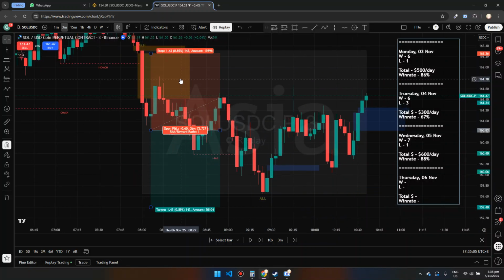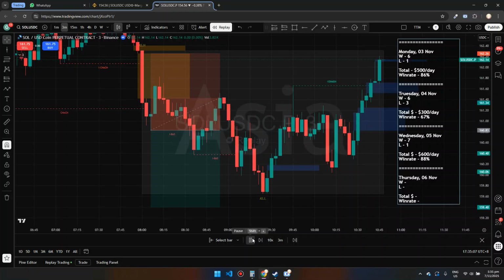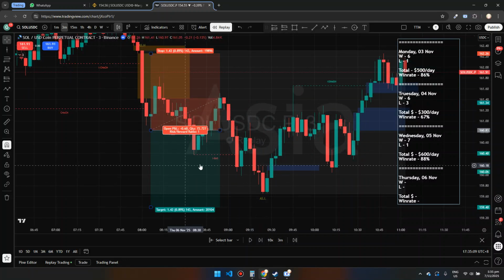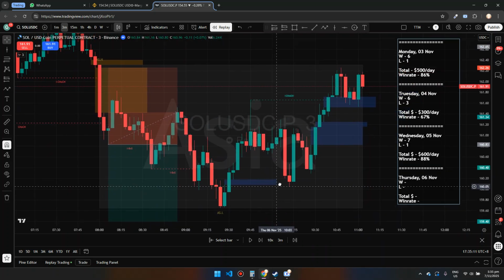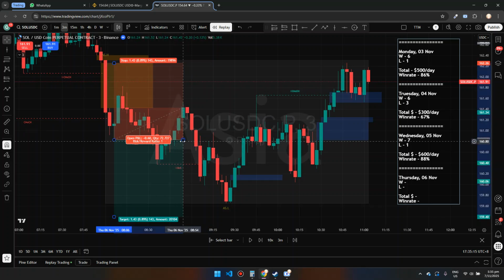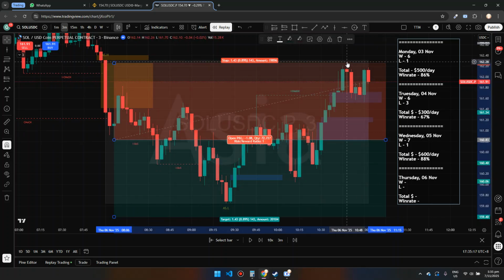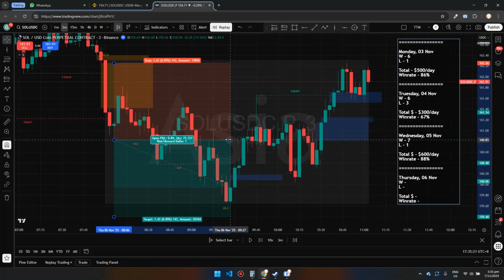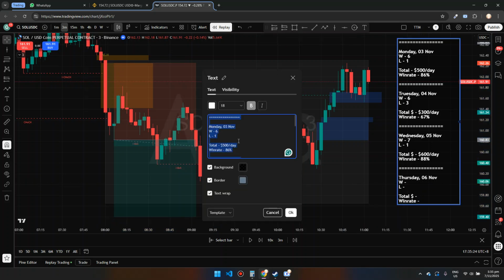Oh my god, okay. It didn't touch the take profit. So you already lose the trade already. Because here you can see it touched the stop loss. So this is where I will take a loss for the day.